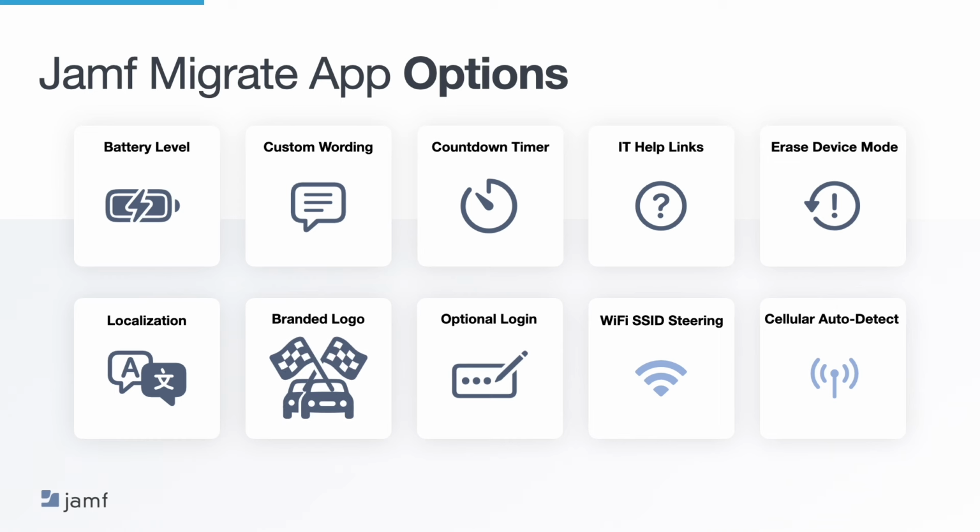Branded logo. This is a powerful trust-building step. By adding a custom logo that matches your brand, it helps put the user's mind at ease that they are doing something officially supported by IT. They don't even need to know that this is a Jamf migration app. They just need to know that it's their migration app.